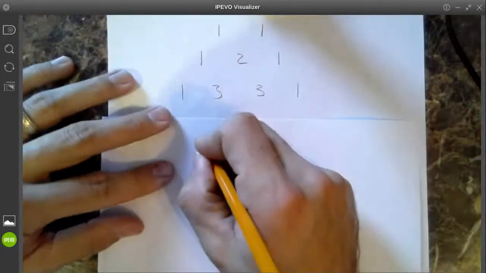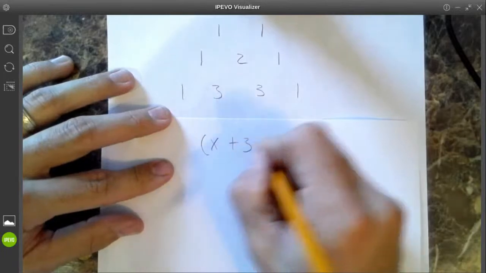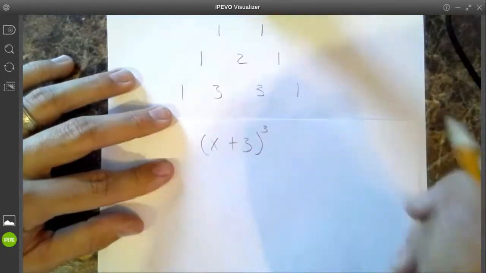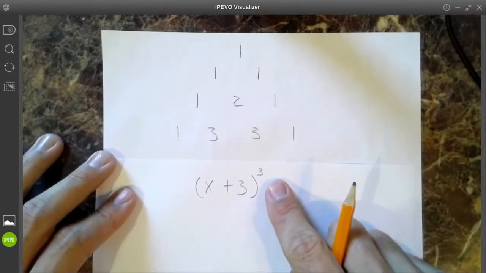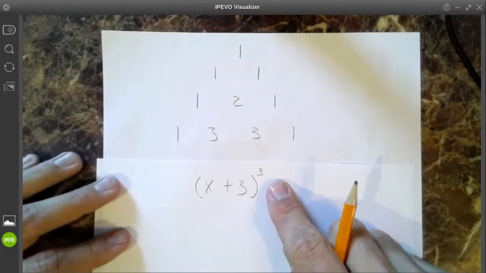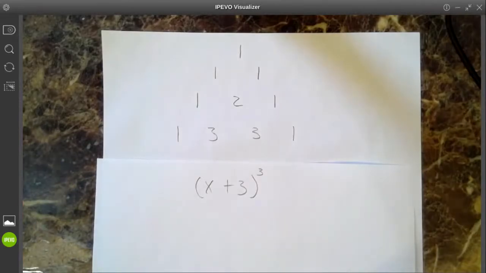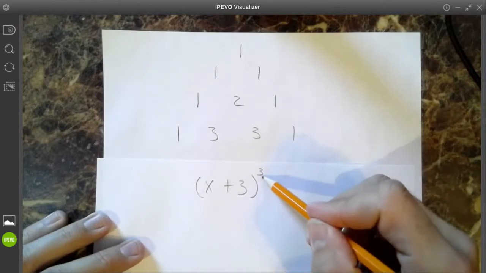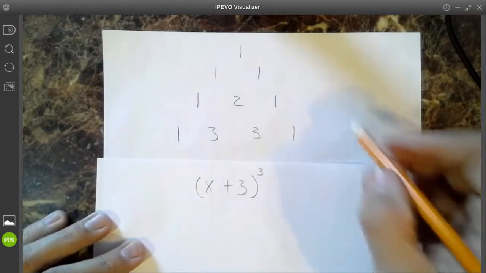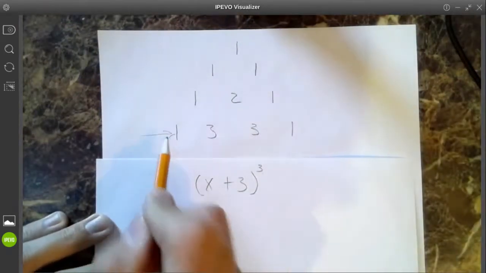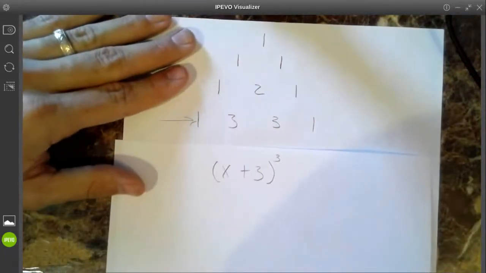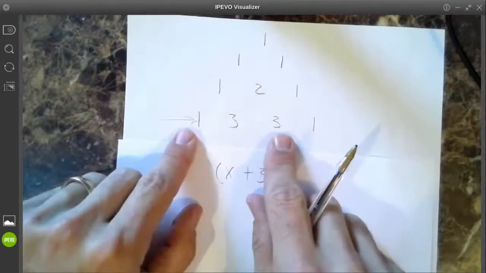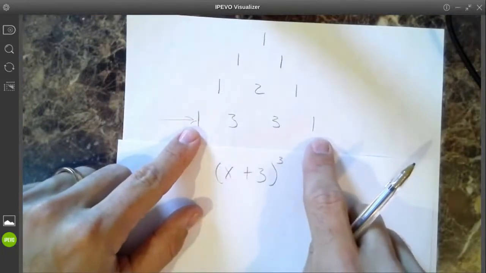So we have x plus 3 to the third power. The way you can use Pascal's triangle to work something like this out rather simply, and this is the way I want you guys to do it when you're showing me your work, you're going to go down to the third row of Pascal's triangle, the one that starts with a 3 right here. And you're going to use these numbers as your coefficients. Now, if it's a 1, you really don't even have to write it.